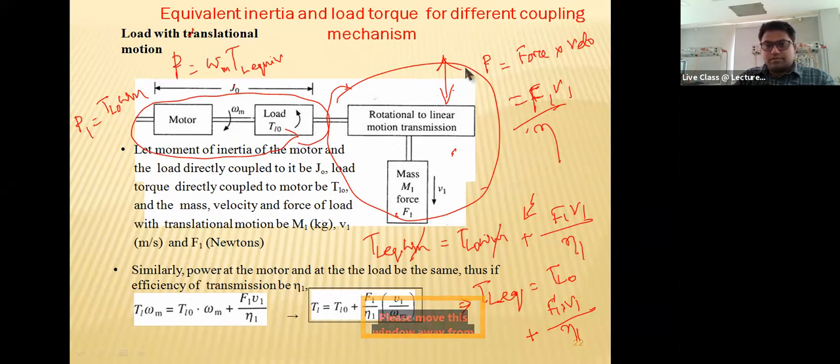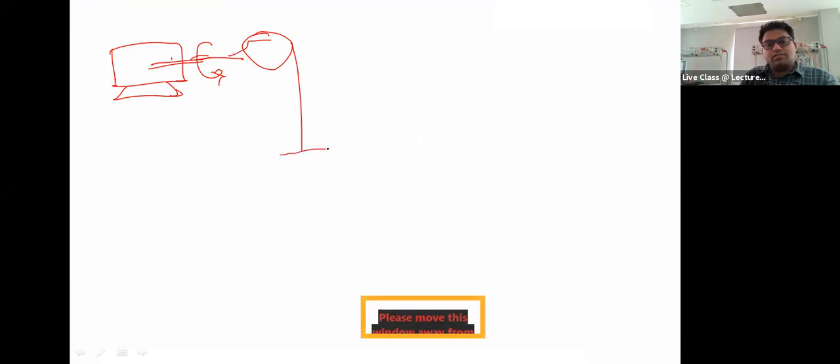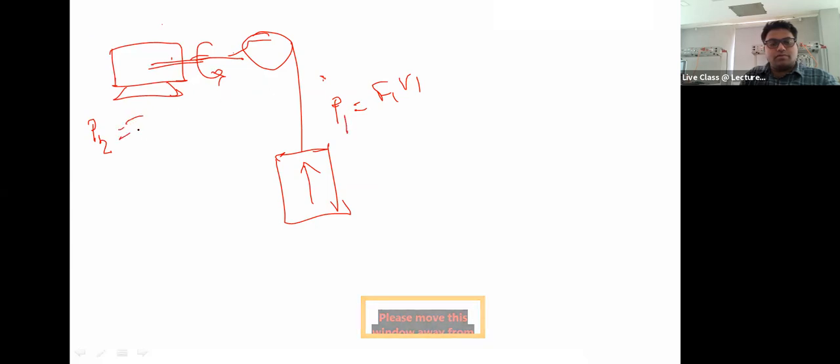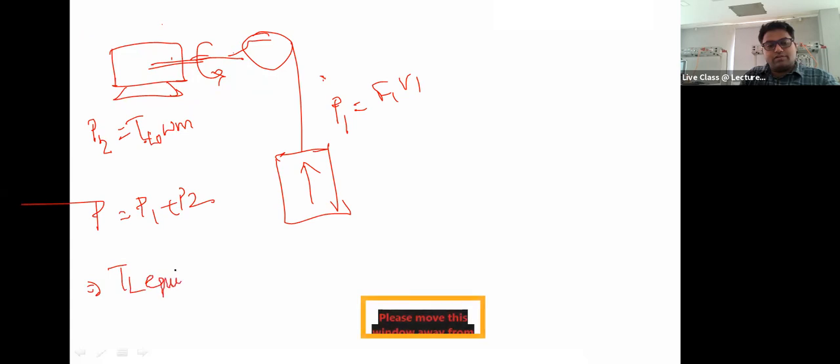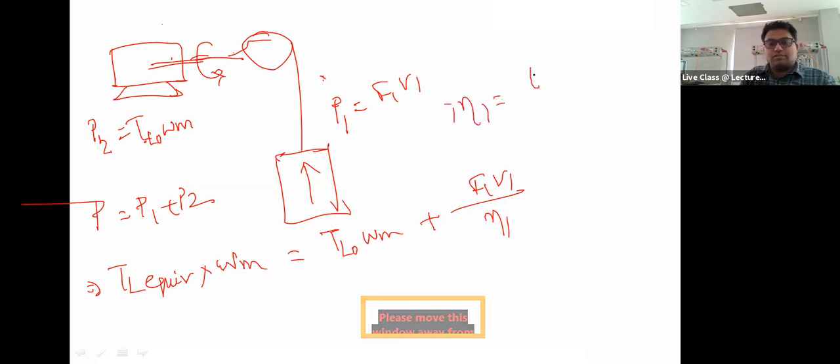So let me go to our fresh one. Okay, so we have the motor here which is trying to rotate, and you have a pulley type of system somewhere here which is actually trying to pick up the lift, right? So power required here would be F1 V1, and the power required over here, say this is P1, P2 would be T L naught omega m. Omega m is the speed of the motor. So what is the equivalent power? P equals P1 plus P2. So equivalent power would stand for equivalent load torque. T L equivalent into omega m will be equal to T L naught omega m plus F1 V1 by eta 1. So this eta 1 is the transmission efficiency.